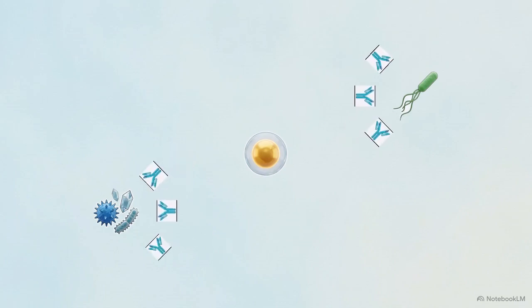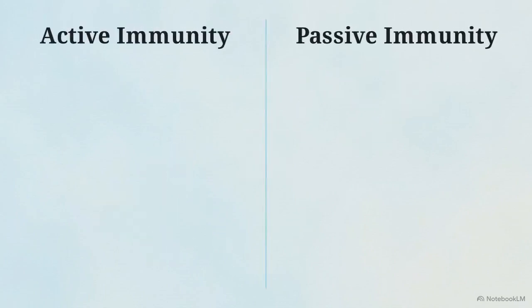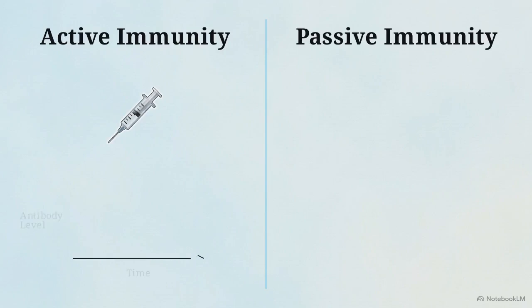Because the body can generate specific H2L2 structures for different invaders, it can capture and neutralize exact threats based on its biological memory. We can leverage this system in 2 ways. Active immunity occurs when the host is exposed to antigens, either through natural infection or deliberately via vaccination. The body slowly produces its own antibodies and builds a lasting supply of memory cells.